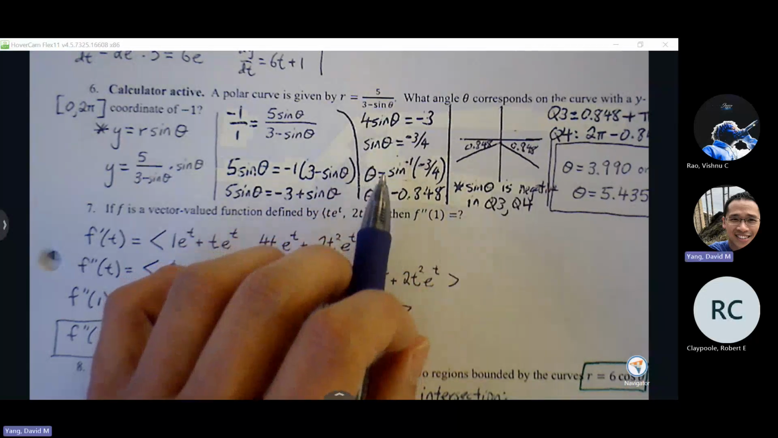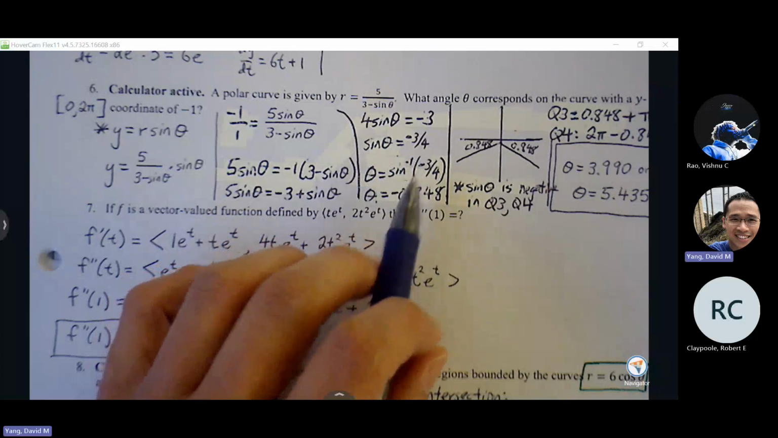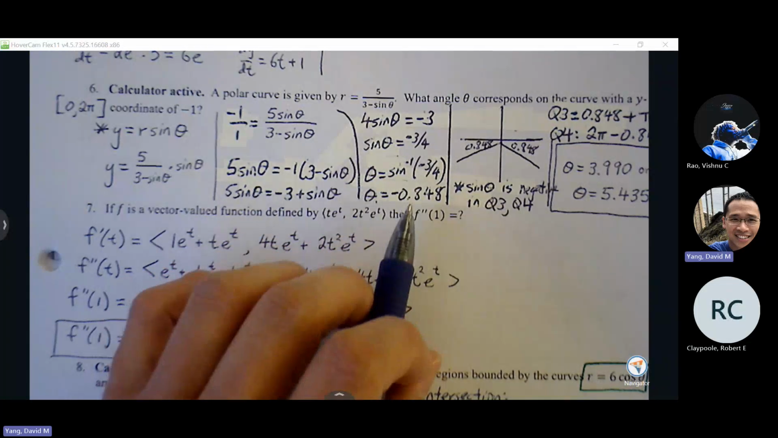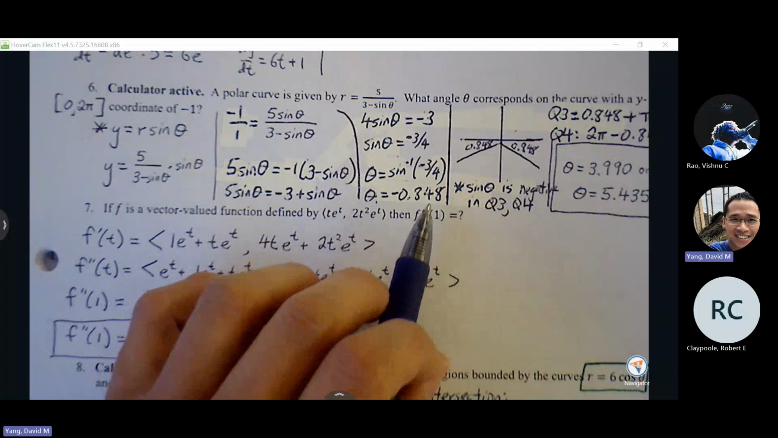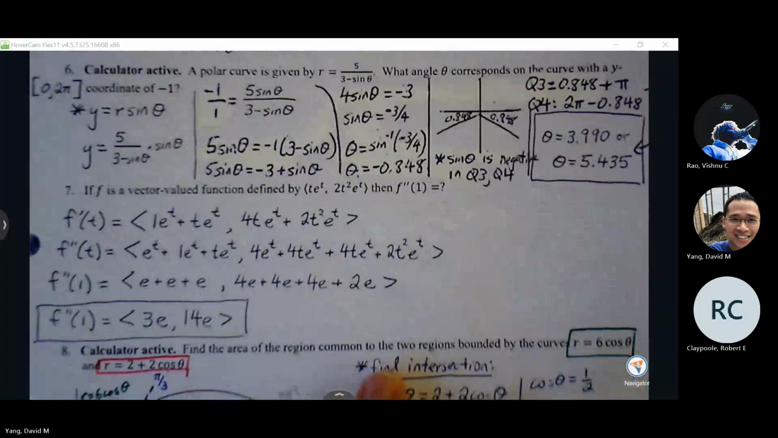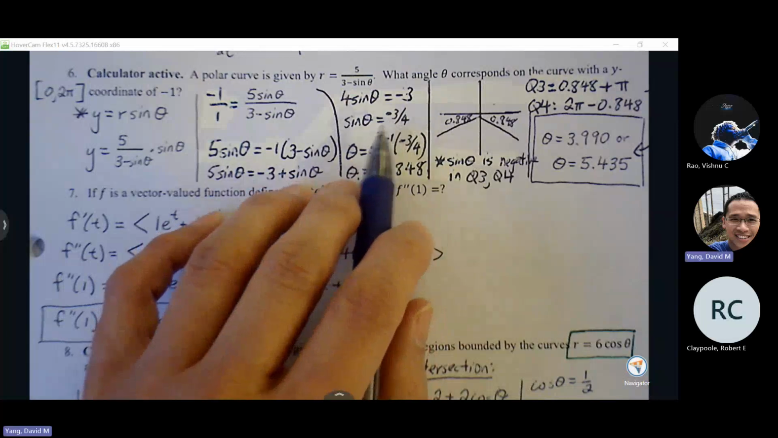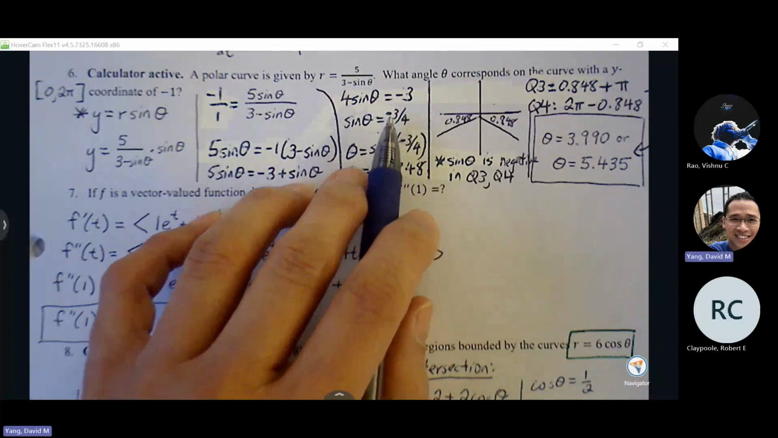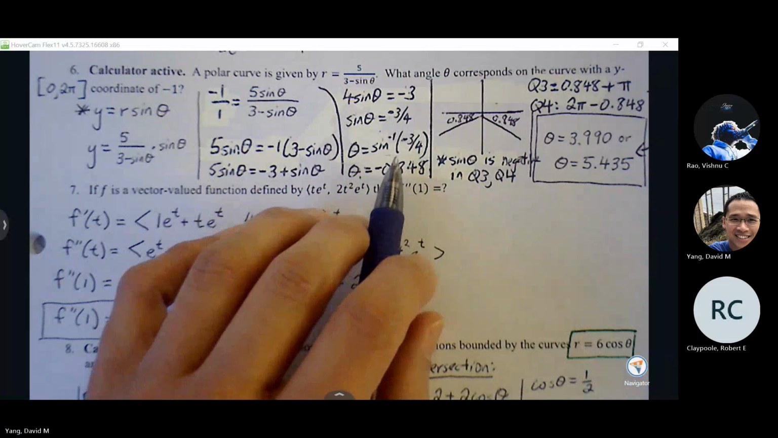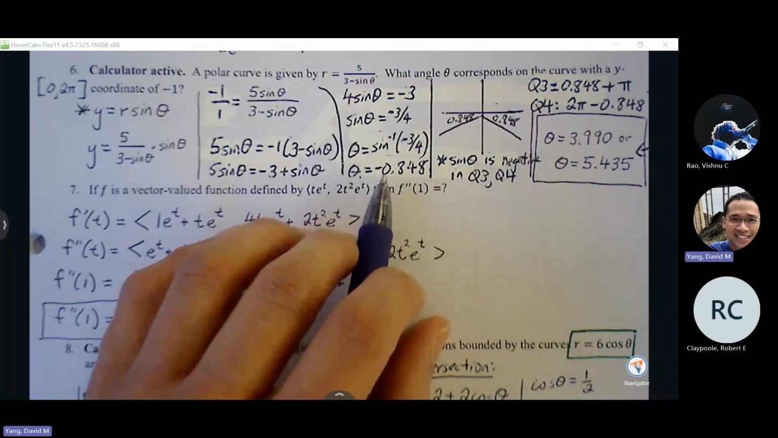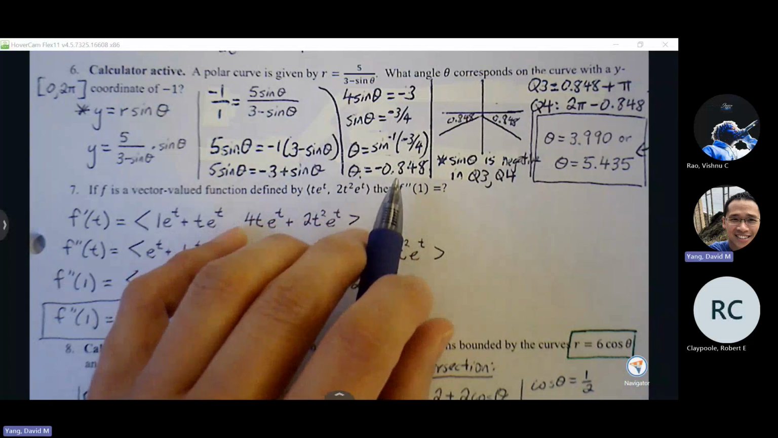And we just solve for theta. There's not a unit circle value, so we have to use our calculator here. So theta is equal to -0.848. But this tells us that we know this is going to exist. Sine is going to be negative in the third and fourth quadrant, right? So if we get theta equals -0.848, that's indicating to us what the reference angle is.